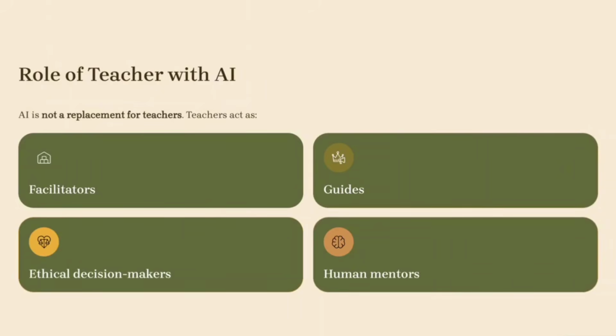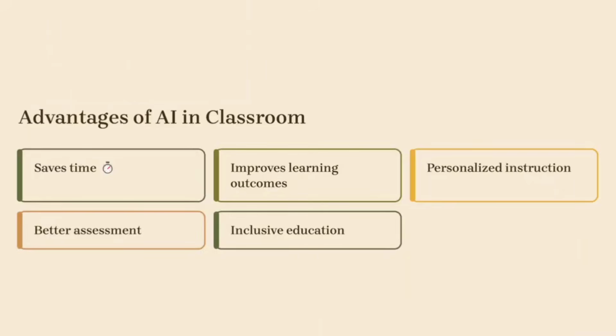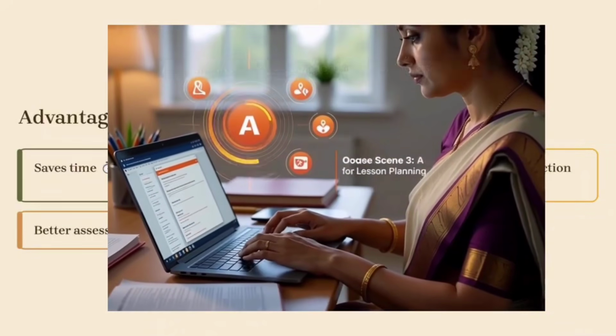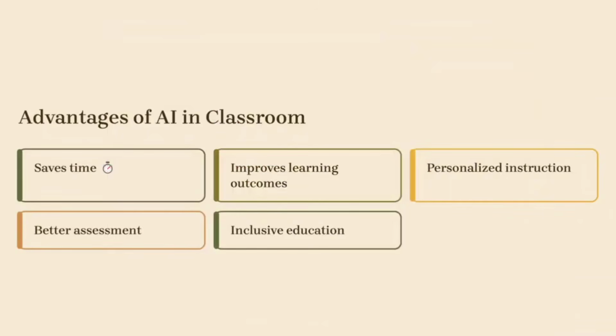This is very important. Advantages of AI in the classroom: it saves time, it improves learning outcomes, it reduces the workload of the teacher, and it focuses on personalized instruction. Here the teacher can focus on individual centered learning, child centered learning. It helps in improving teaching effectiveness by doing assessments. Then it helps in including all types of students in the classroom.